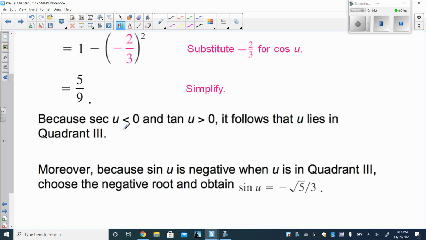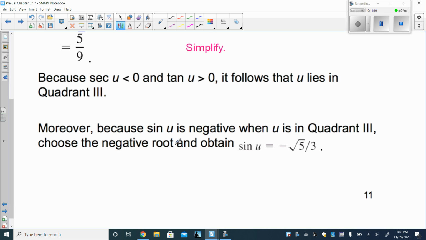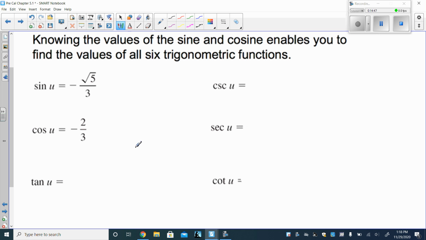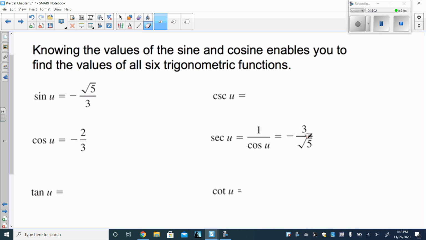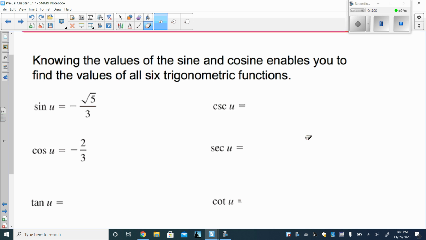Now, because secant is less than 0 and tangent's greater than 0, it follows that u is in the third quadrant, which we talked about and went through. Moreover, because sine of u is negative, when u is in the third quadrant, we choose the negative root and obtain this here, which we found. And we had sine and cosine. We also had that secant, which they gave us to start with, was 1 over cosine, sorry, cosecant.